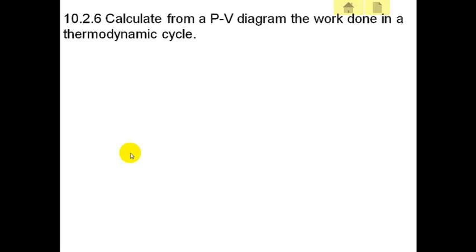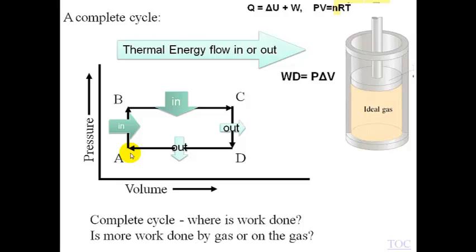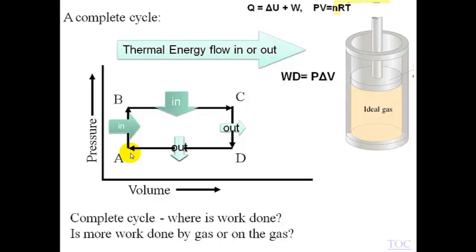We have to calculate from a PV diagram the work done in a thermodynamic cycle. How do we calculate the work done? Here is the equation again. Remember, the work done is the pressure times the change in volume. Remember, you need to divide this. So, the two sections where there's work done, between B and C, is going to be P times delta V. It's going to be positive because the gas is expanding. So it's going to be P, this value for the pressure, times the change in volume.